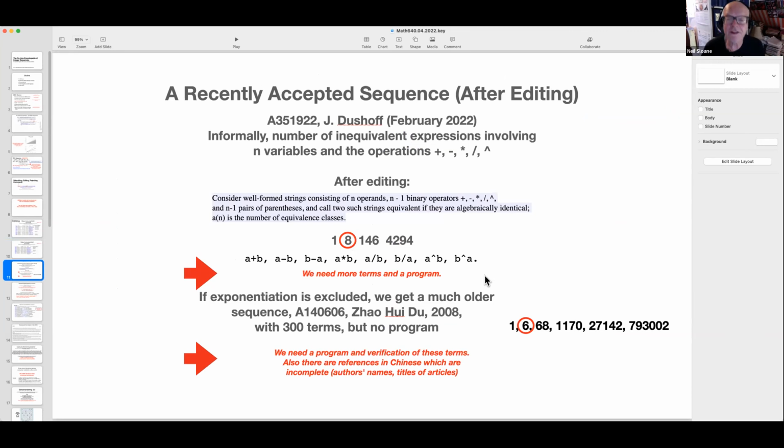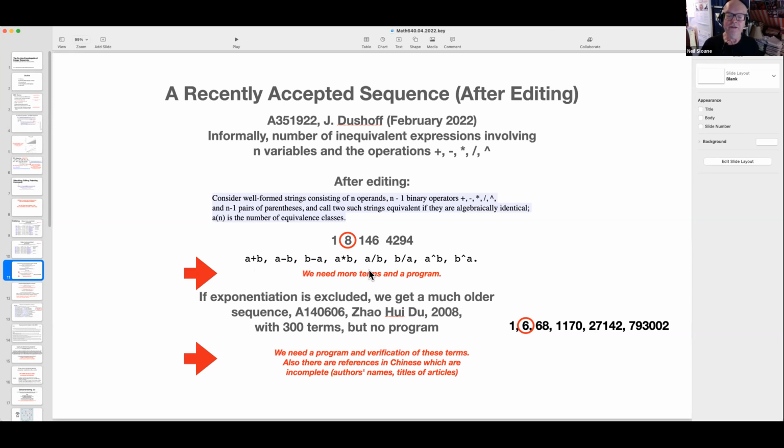Well, here's a lovely example of a sequence. It was submitted by somebody I don't know in February. Roughly speaking, we only know 4 terms of this sequence: 1, 8, 146, 4294. The 8 is the second term: the number of expressions you can make with 2 letters, combining them in all possible ways, using the operations of addition, subtraction, multiplication, division, and exponentiation, and using parentheses if you want them. There are 8 ways of combining 2 variables, 2 operands, A and B. You can have A plus B, you can have A minus B, you can have B minus A, which is different, and so on. There are 8 of them.